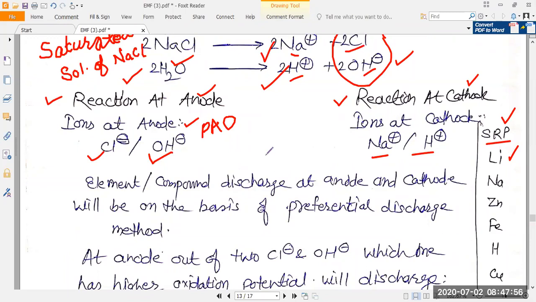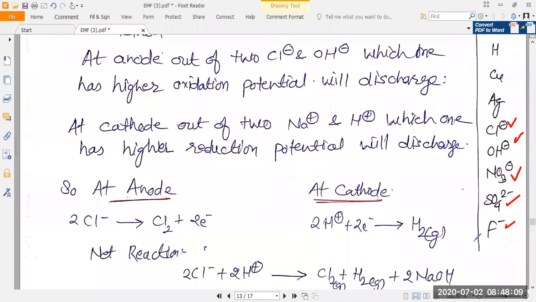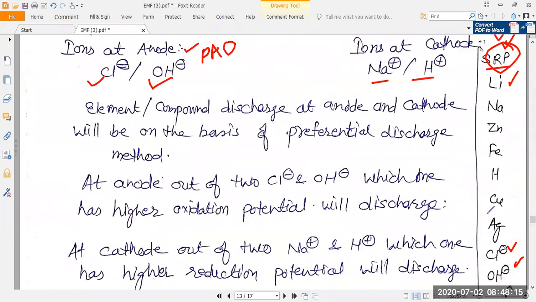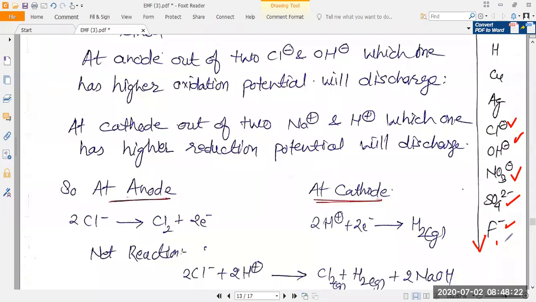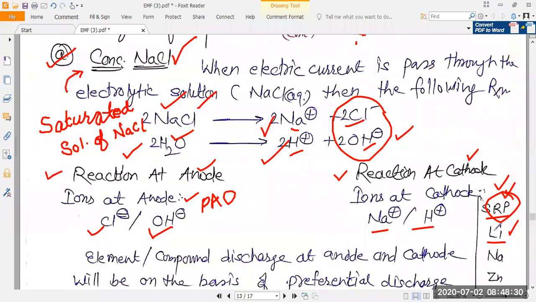To know that, we should know the electrochemical series, the SRP values we have to memorize. The elements are arranged in the increasing order of their reduction potential, which means lithium has the least reduction potential and fluoride has the most. The reduction potential of fluoride is positive 3.05, and for lithium it is very low, minus 3.25, I think.